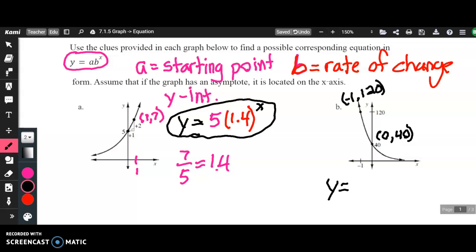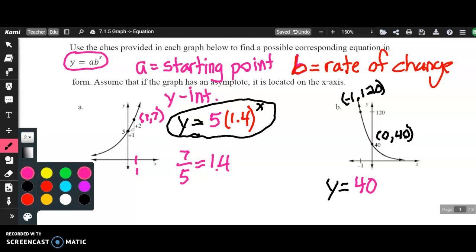Well, I know my y-intercept right now. I have 0, 40. So my y-intercept then has to be 40. That's why I have made my A. Now, what do we have to know about a graph that curves downward before we can write the rate of change? There's a special thing about a graph that curves downward that is different than a graph that curves upward.